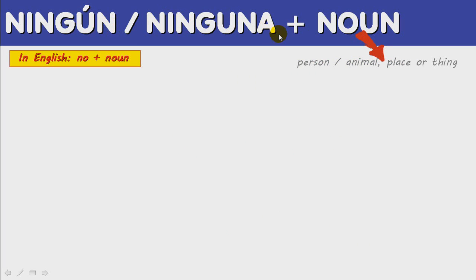We use ningún and ninguna when what follows is a noun. In English, this is the equivalent of no plus noun. And what is a noun? In case you don't remember, a noun is a person or animal, a place or a thing. Let's see this in action.